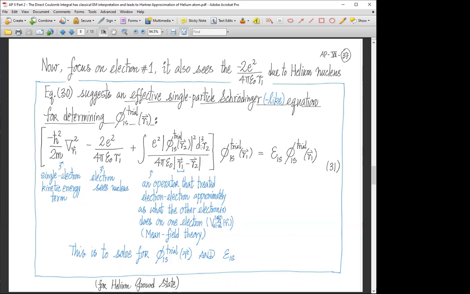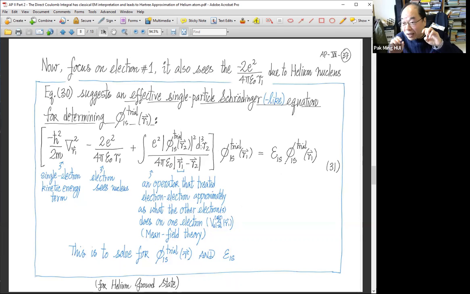Now, I encourage you to think the other way around. You write down another equation, focusing on electron number 2. So you have this thing being R2, this thing being R2, and now you integrate this thing being R1. You want to focus on what R1 is doing to R2. You write down another equation.